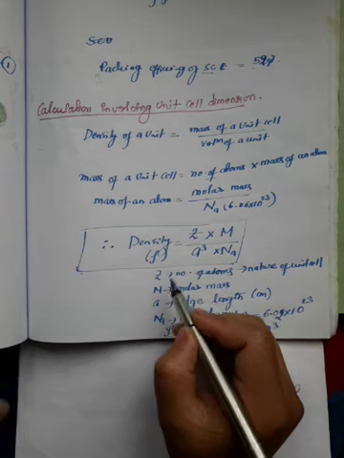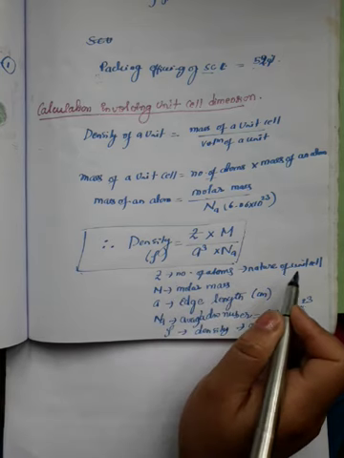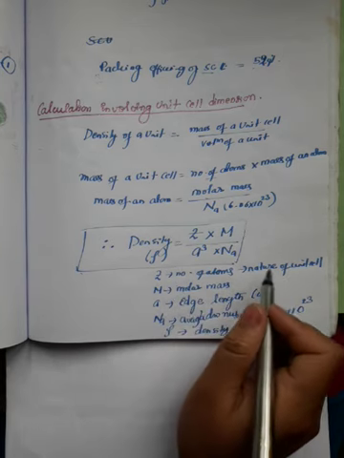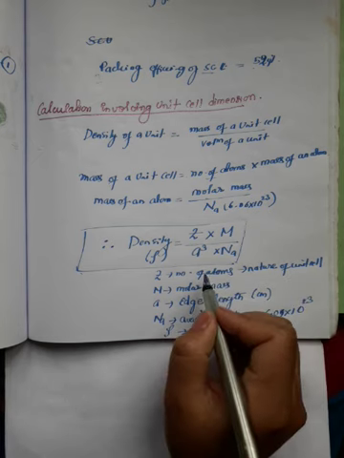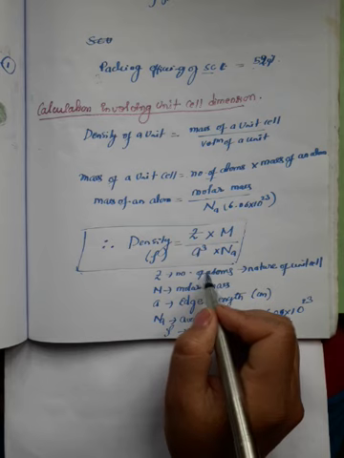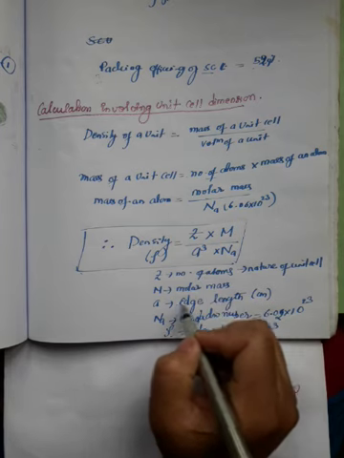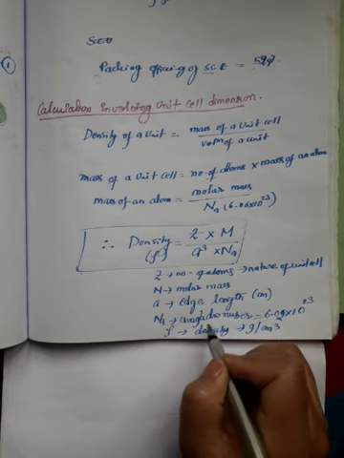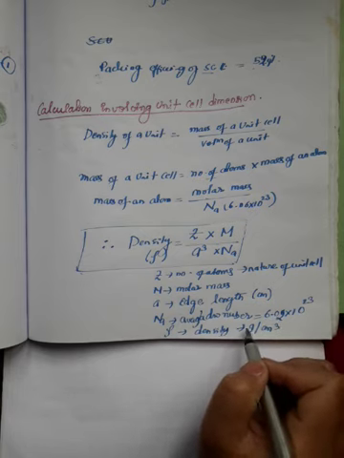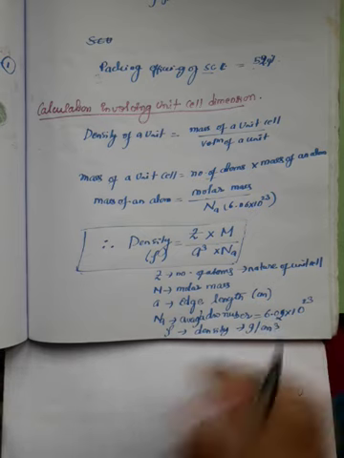Where Z is the number of atoms and it depends on the nature of the unit cell. If it is BCC, it is 2. If it is FCC, it is 4. If it is simple, it is 1. M is molar mass, a is edge length usually in centimeters, Na is Avogadro number 6.02 into 10 to the power 23, and density is in gram per centimeter cube.